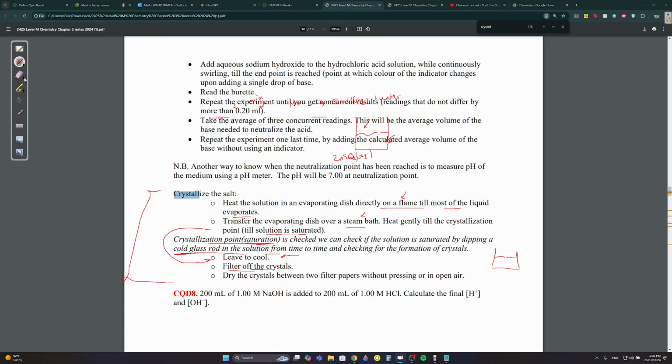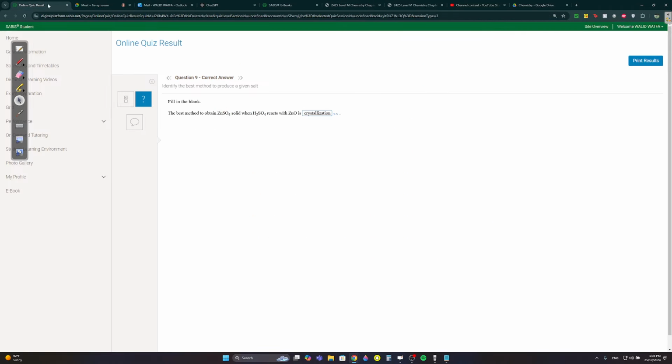This is the crystallization method. Make sure to know this for your written part. Okay, 5 steps to crystallize: heat in an evaporating dish directly over a flame until most of the liquid evaporates. Then transfer to a steam bath until the solution is saturated. It can be checked by dipping a cold glass rod and seeing if crystals form on the glass rod. If crystals form on the glass rod, that means the solution is saturated. Then leave the solution to cool. After leaving it to cool, perform filtration and then dry it off in open air, without pressing. Okay, dry the crystals with 2 filter papers in open air.